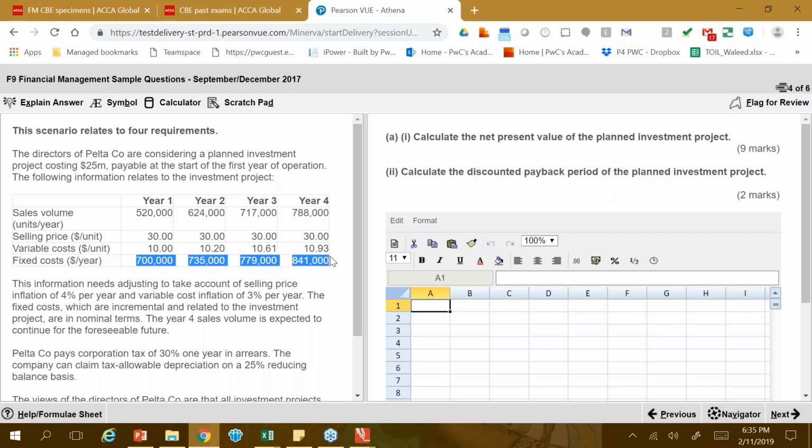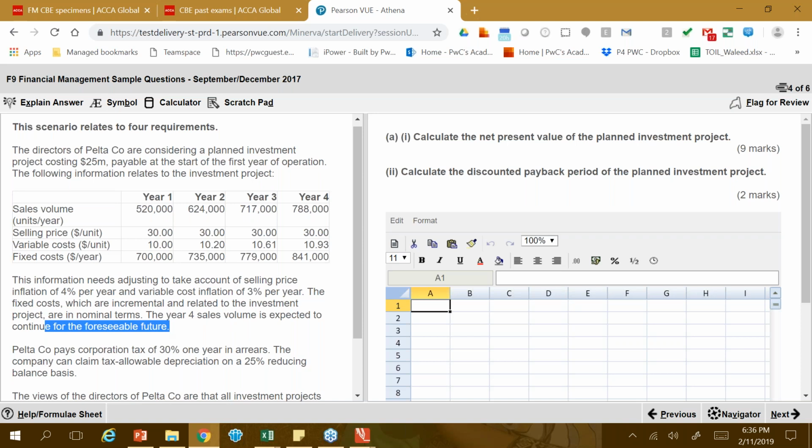They are inflated. The year 4 sales volume is expected to continue for the foreseeable future. So they expect the sales volume to continue after 4 years. If you were thinking in the bigger scheme of things, after 4 years they expect this to continue. So they're saying that this may not be a time-bound project. We are going to do our NPV based on the available information, but in a long-term view of the project, they're expecting that to continue forever. We'll see later why this information was given, by the way.